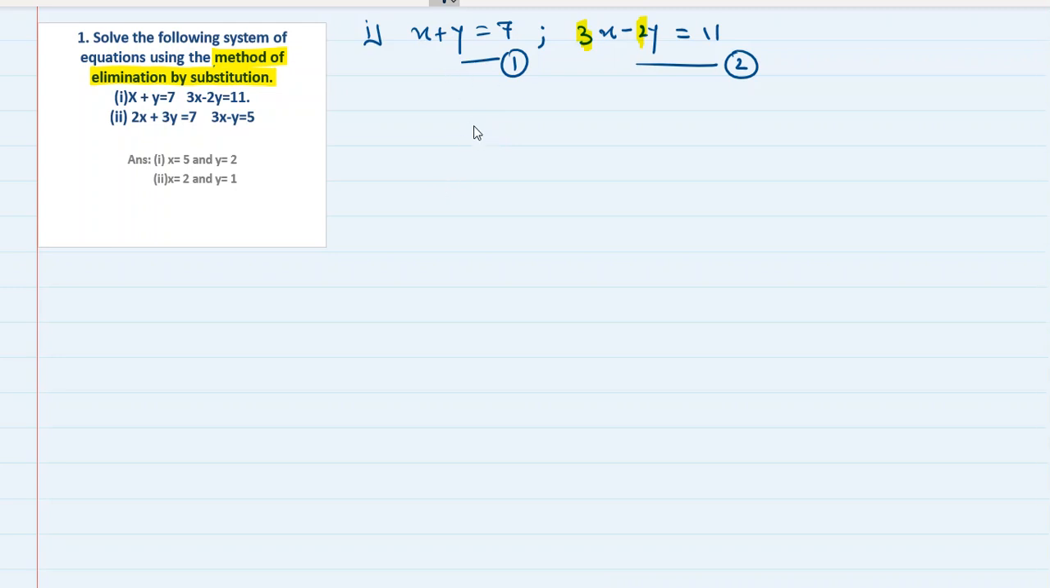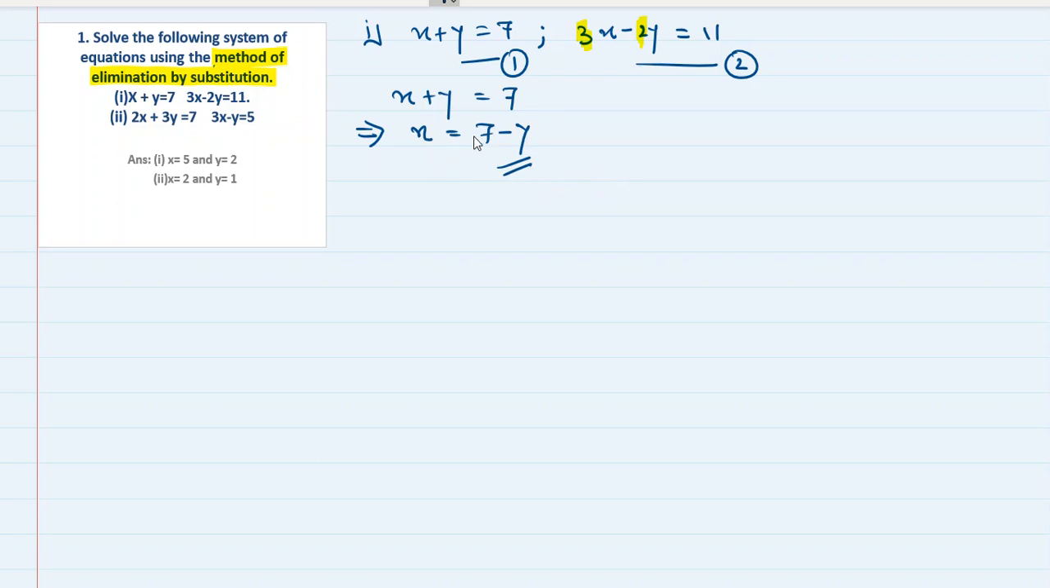So I'm going to select the first equation. Okay, so I'm going to write it here again. X plus y is equal to 7. Now from this equation, I'm going to find the value of either x or y. So let's find the value of x. So this implies that x will be 7 minus y. So what we did is we found the value of x in terms of y.